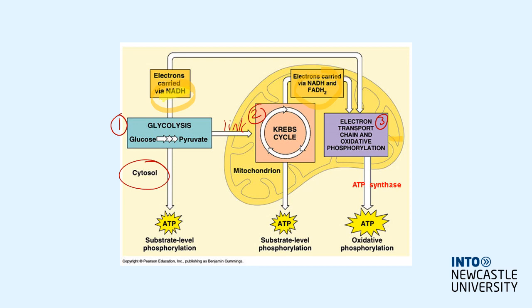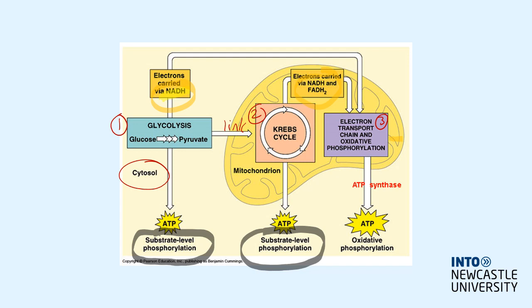We will get ATP produced at all stages in the aerobic respiration. Glycolysis will get a little bit of ATP produced, and we call this substrate level phosphorylation. Krebs cycle is also substrate level phosphorylation. What this means is that it is ATP that is made directly by adding a phosphate to ADP. So we'll get a little bit of ATP.